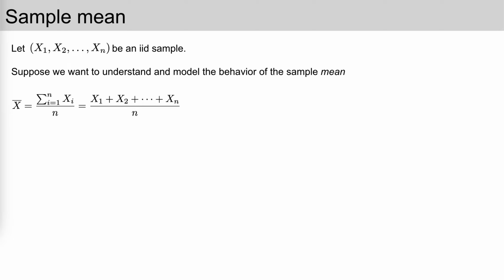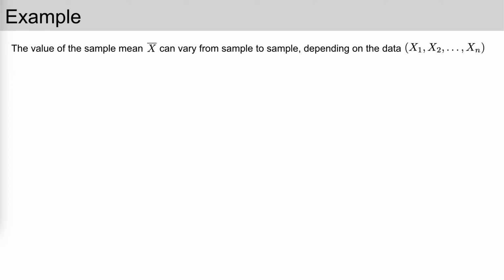For example, we might want to study the average height among children, or the average circumference of a tree species, and so on. And just as we observed for other sample statistics, the value of the sample mean x bar can vary from sample to sample, depending upon what data we happen to get.